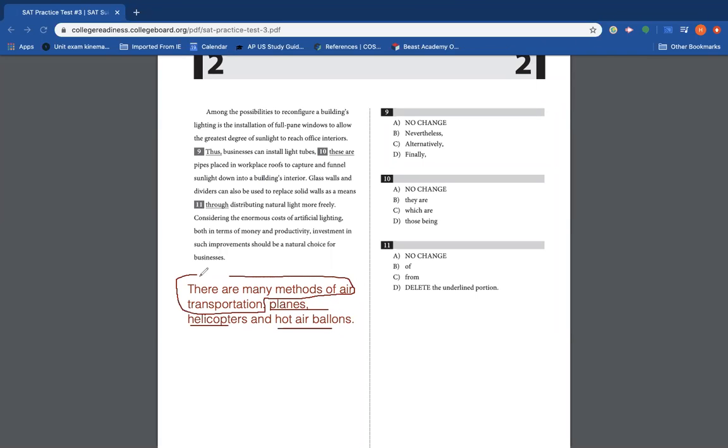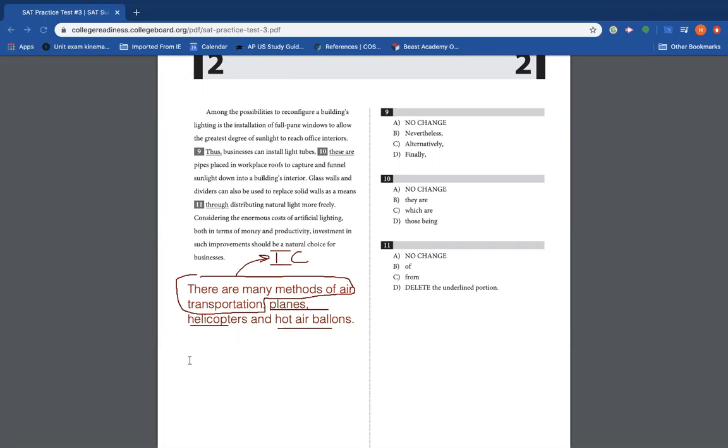And we have to make sure that whenever you're using this colon, the thing before the colon is an independent clause. So this should be a sentence. When I say there are many methods of air transportation, that is an independent clause. It could stand on its own as a sentence. That's the one thing people mess up about a colon. Make sure that whatever you say before the colon is an independent clause. The thing after doesn't have to be an independent clause.